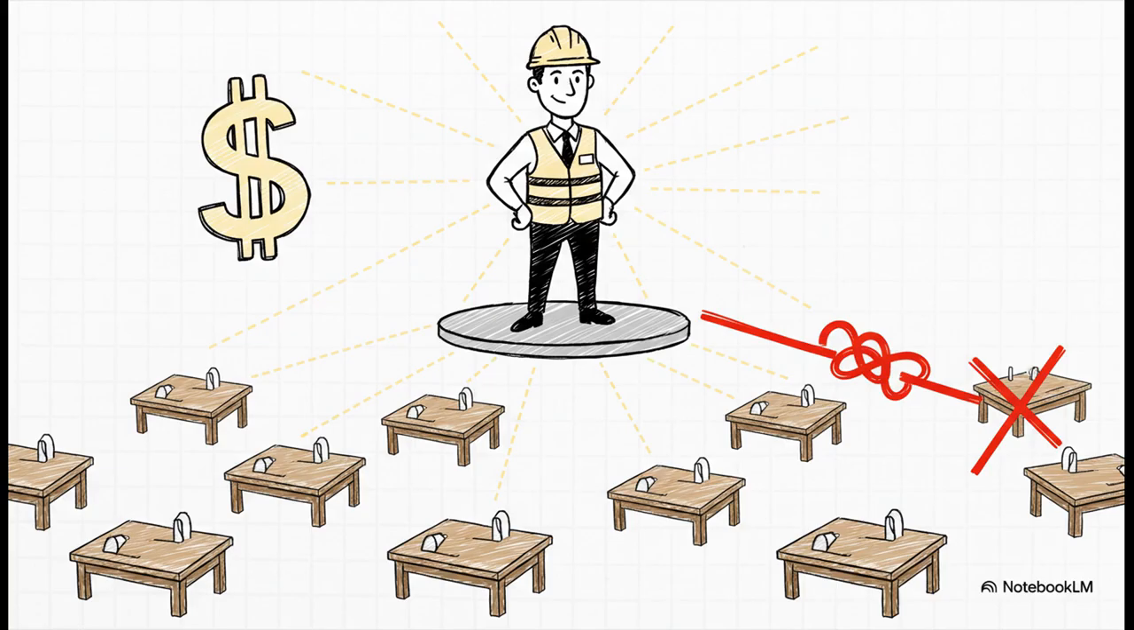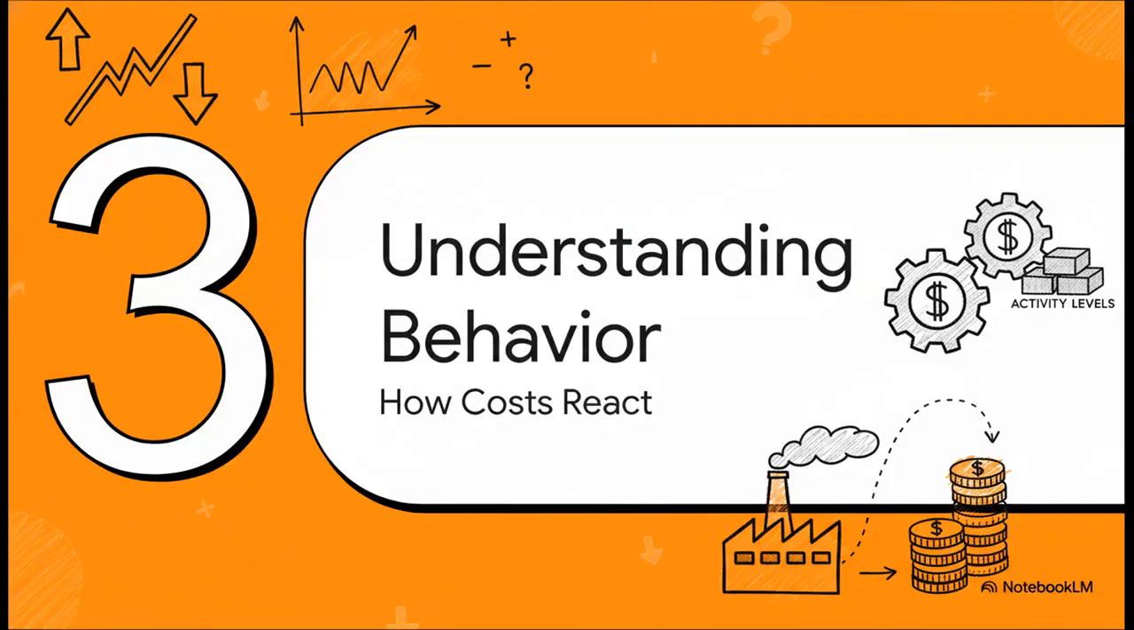The supervisor is overseeing the creation of hundreds, maybe thousands of tables, so you can't logically tie their salary back to just one. It's a classic overhead cost that keeps the whole operation running. The key word to remember here is traceability. Can you trace it? Direct. Can't you? Indirect.